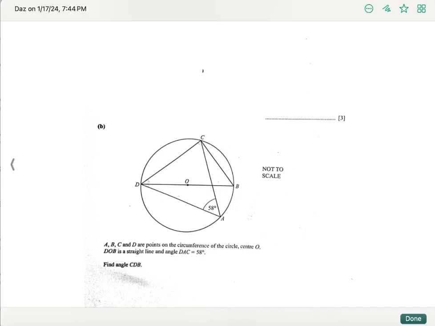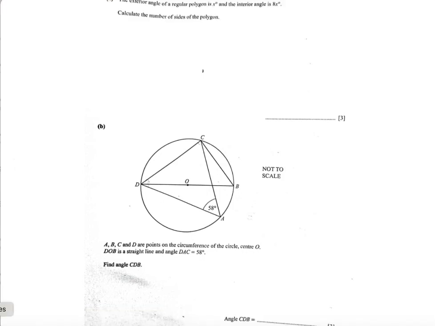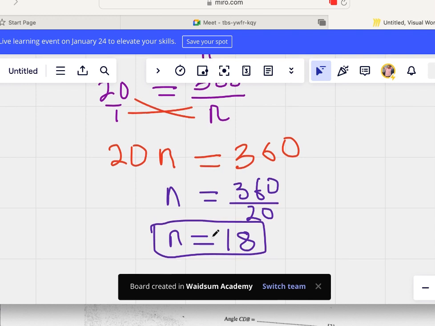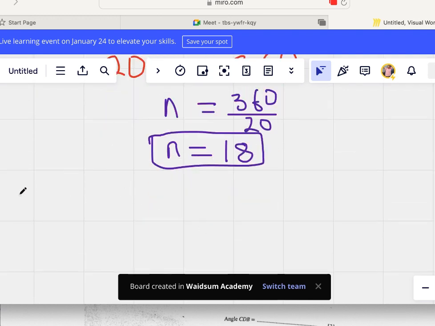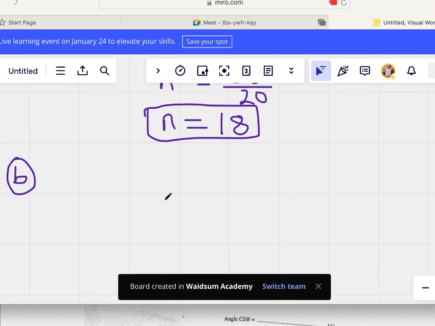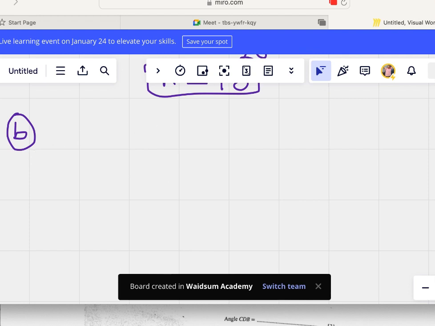But I think let's show it so it's much easier for us. Question 2 or question B. Okay, so let's have this diagram. We draw a circle, and then let's draw the line.